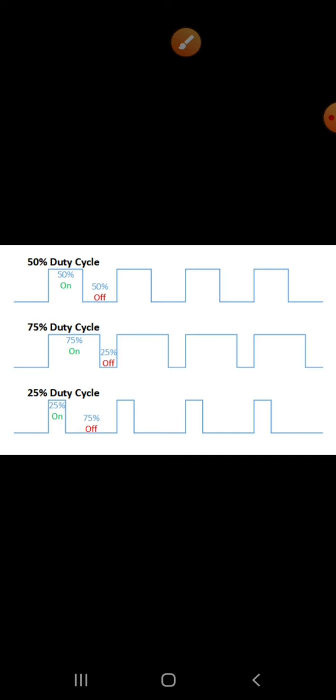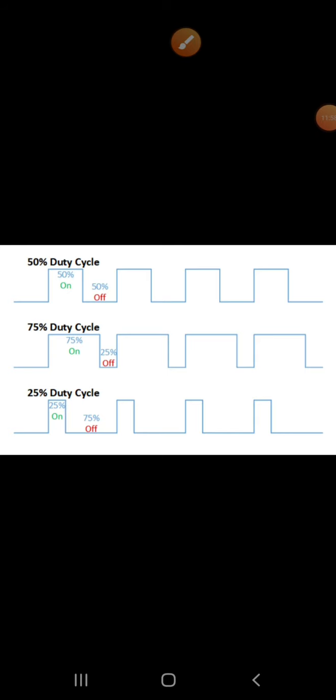Similarly, when it is a 75% duty cycle, 75% is on time and only 25% is off time. When it is a 25% duty cycle, the on time is 25% and off time is 75%. So this is the wave diagram of duty cycle. Getting it?